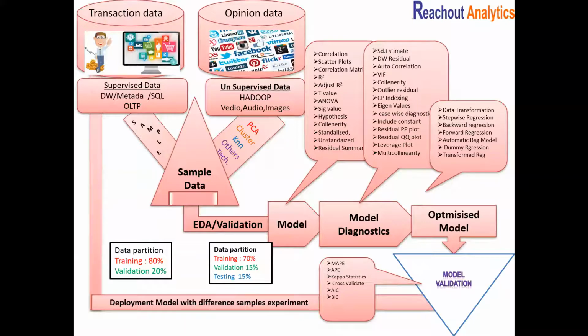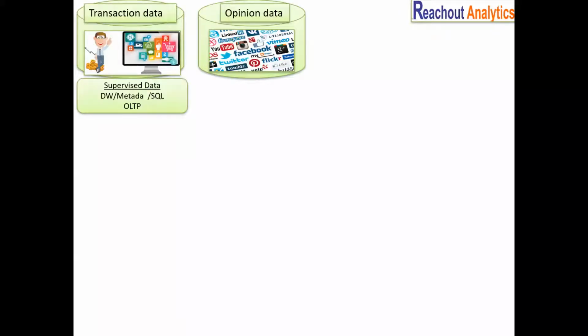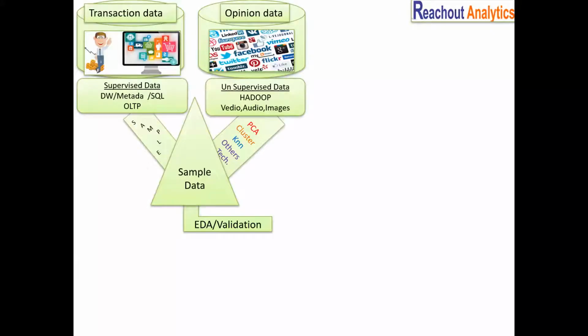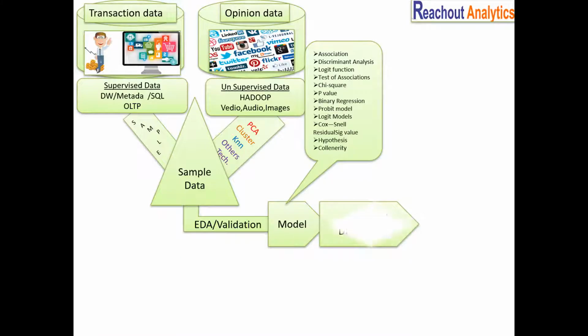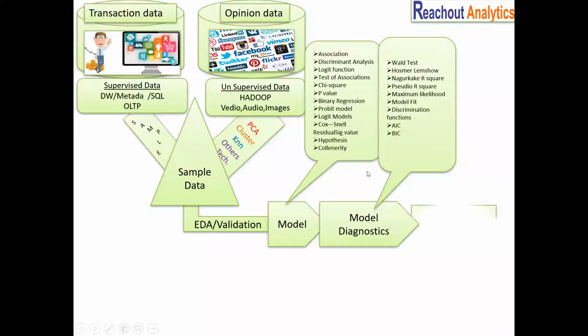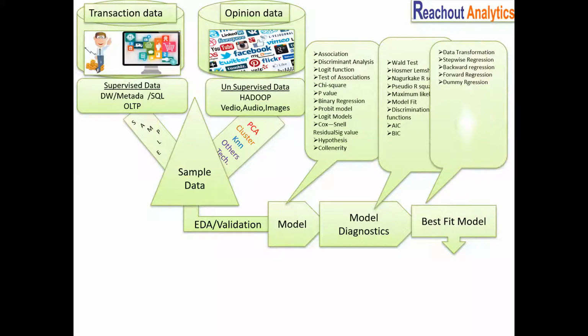Now the second process is the same process, but the techniques are different. Association, discrimination, chi-square, p-value, probit values, binary values, Cox-Snell, and model diagnostics are Wald chi-square, Hosmer-Lemeshow chi-square, Nagelkerke chi-square, pseudo R-square. Then you can do best fit model followed by stepwise backward, forward, dummy. That is predicting the character data.